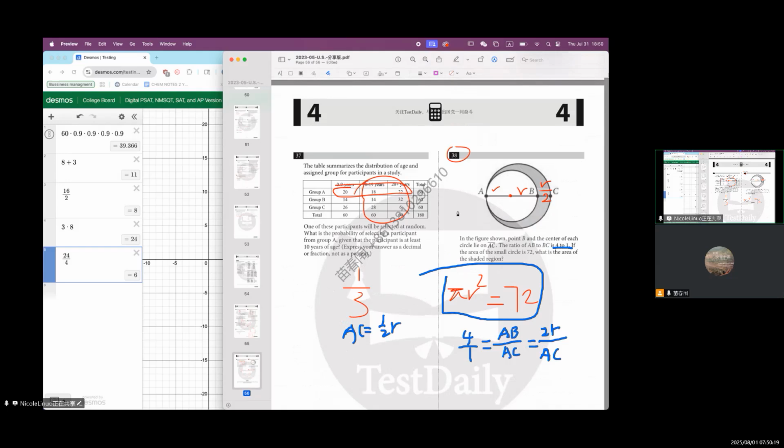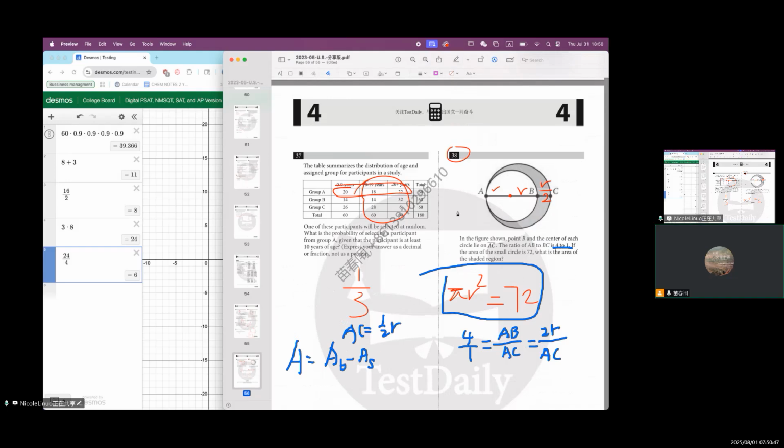This is where I got stuck. I don't know what to do with this. And then there's the area of the shaded region. How to find the area of the shaded region? It's the area of the big circle minus the area of the small circle, right? Does that make sense?